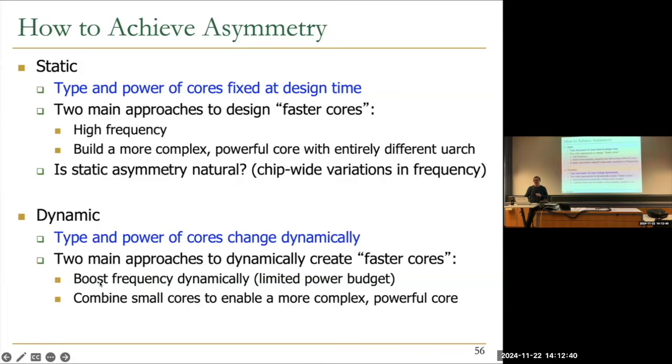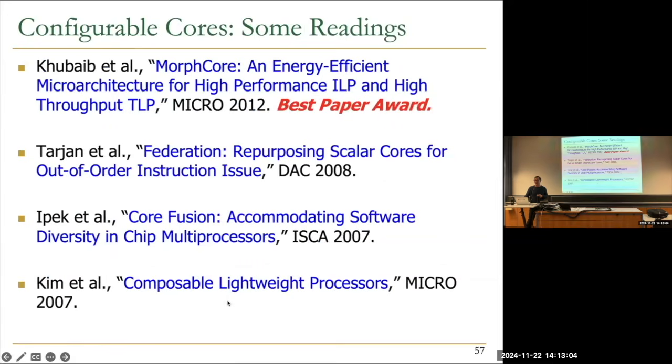But there's another way of dynamically achieving asymmetry, which is combining small cores to enable a more complex, powerful core. I think that's a very interesting approach that perhaps needs to be re-examined. I'm going to mention some papers that I briefly mentioned yesterday also, and I'm going to put them on a slide. We'll not go into that much today. Maybe there's a third, fourth, or fifth approach that I don't know. So the second approach, to combine small cores to enable a more powerful, complex core, there are actually works in this area, which I believe are interesting. I'll just leave it here and not talk about it.